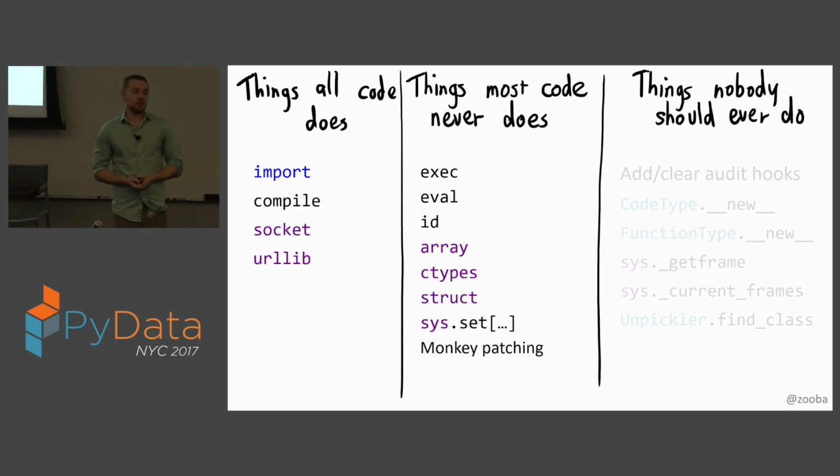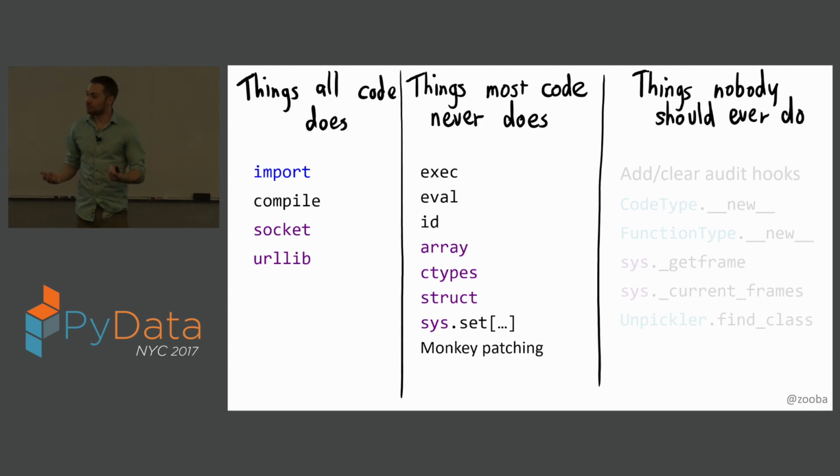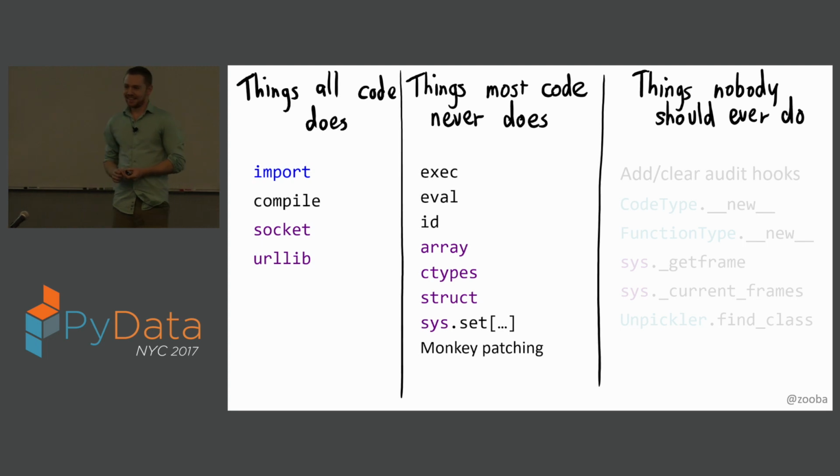There are things that most code never does. These are also very interesting because your code might do this, but you'll know about it. But if you see them happening, you probably want to take a closer look. Exec, eval, going to show up from time to time. ID is, if you're interested in why ID is a big deal, then come chat to me afterwards. And I'll introduce you to someone who exploited that to make tuples mutable.